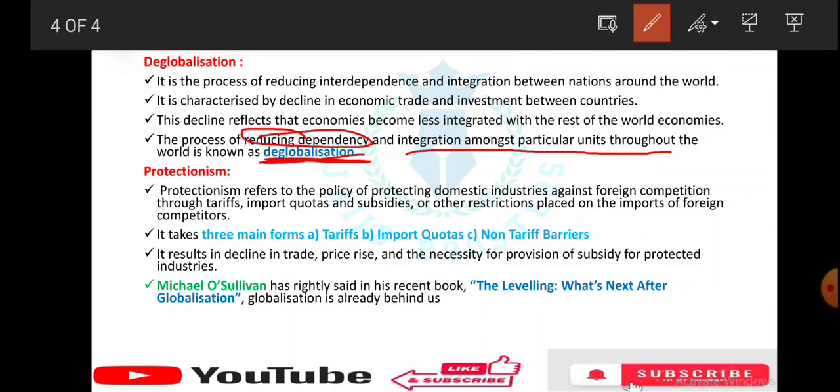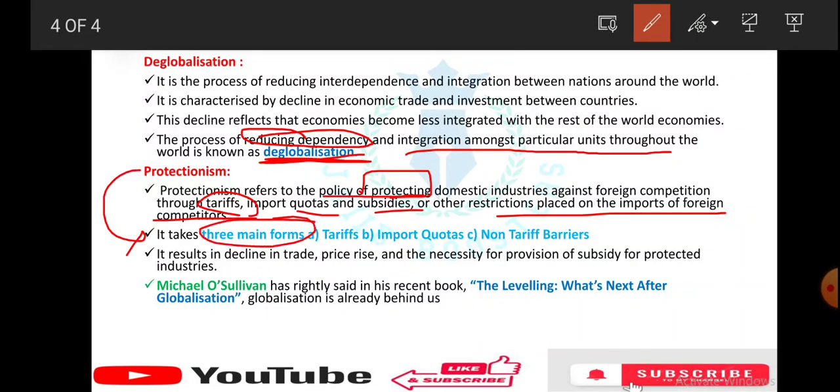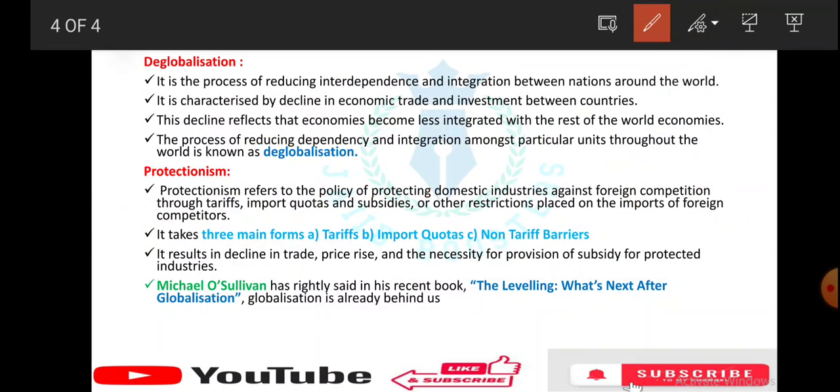What is protectionism? It refers to the policy of protecting domestic industries against foreign competition through tariffs, import quotas, subsidies and other restrictions placed on the imports of foreign competitors. In protectionism, there are three main forms: tariffs, import quotas, and non-tariff barriers, which result in a decline in trade, price rise, and the necessity for provision of subsidy for protected industries.